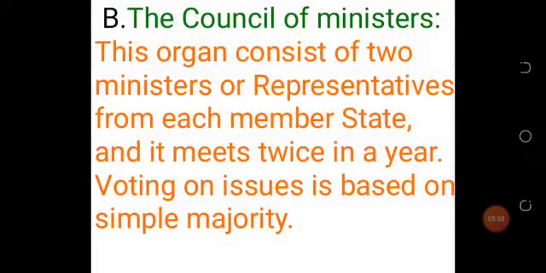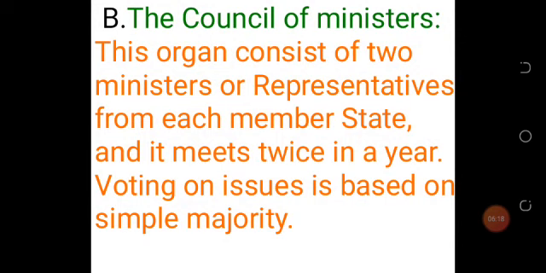Having talked about the Authority, let's look at the second organ, which is the Council of Ministers. This organ consists of 2 ministers or representatives from each member state, and it meets twice in a year. Voting on issues is based on simple majority. What we are saying is that the Council of Ministers meets twice a year, and it may not necessarily be a minister. It may be a representative from the member nation, if the minister is not available at the time of the meeting. Decisions taken in the Council of Ministers are based on simple majority. That is, first past the post, the highest vote determines the decision on any matter taken in the Council of Ministers.